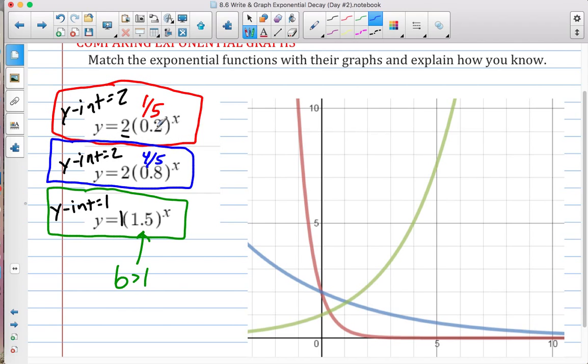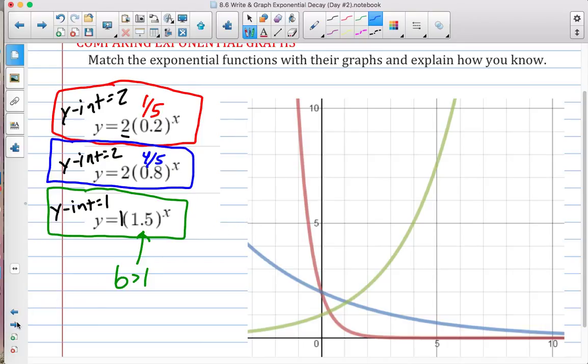It is dropping off the quickest. This blue one isn't dropping off as quick. It's getting 80% back, and this green one is the only one that's growing. So I know this top one is the red one, this middle one is the blue one, and this green one is the only one that's growing. So that's how you can reason through looking at graphs to figure out which ones might match which equations. Use y-intercepts, use growth factors, which one's growing, which one's decaying the quickest. Decaying the quickest is going to be your smallest growth factor.